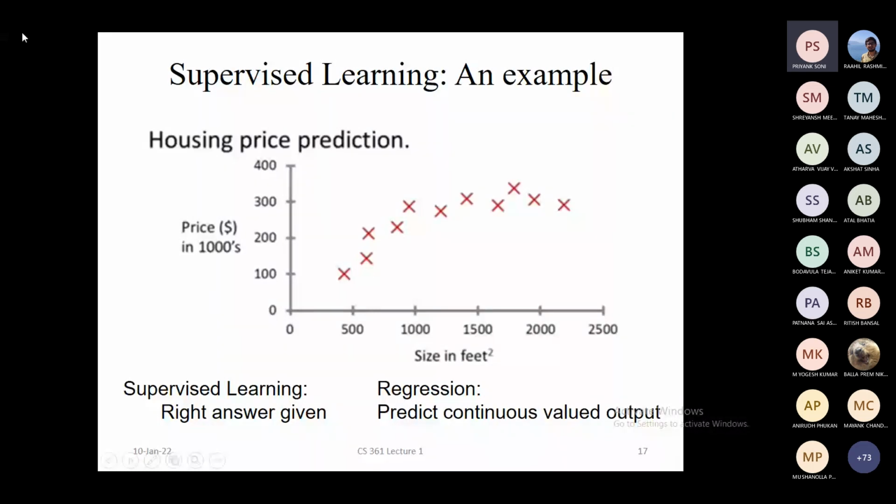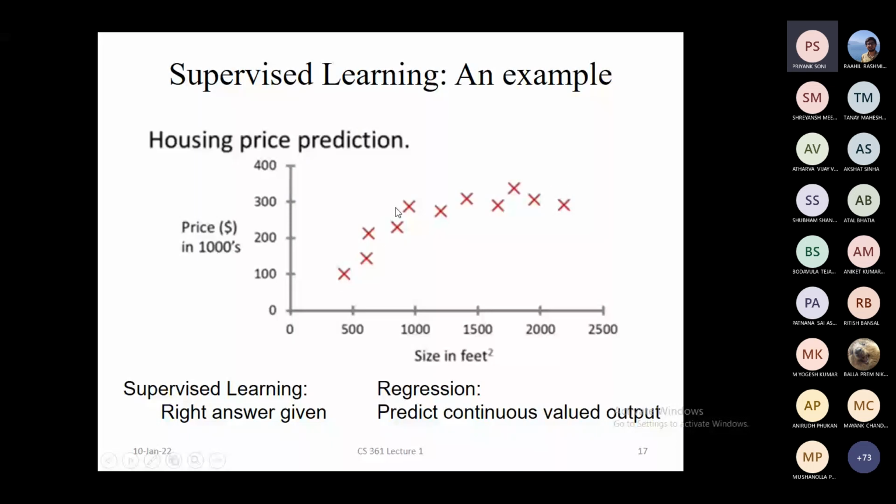So can anybody answer this question? If this problem is given, what do you want to do to get the price of an unknown size that is not within these points? We can fit a curve, y equals mx plus b kind of. Yes, very good. It's a very trivial kind of thing, but it's a very good answer.